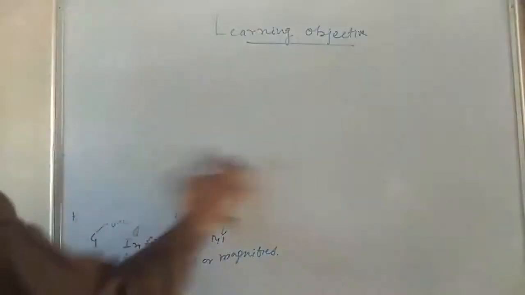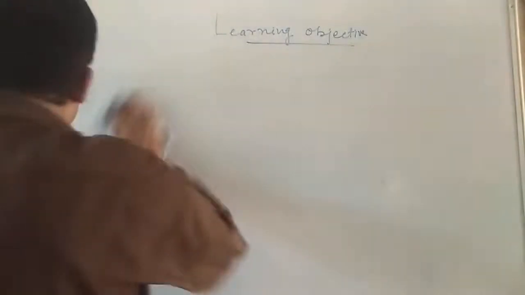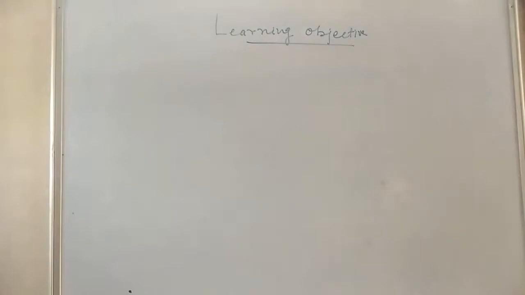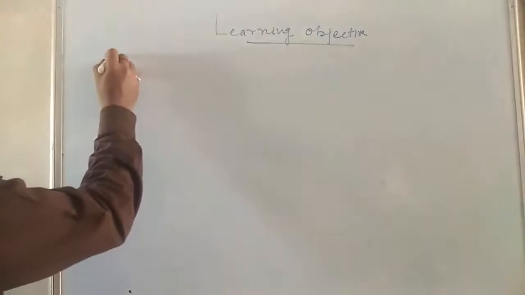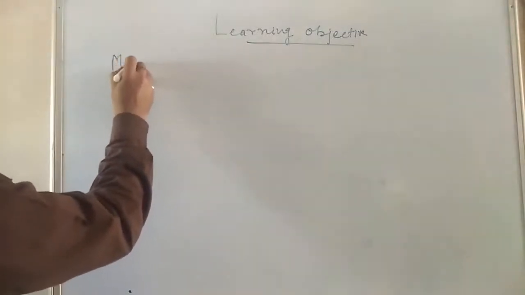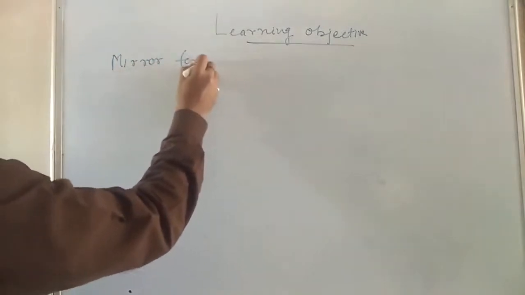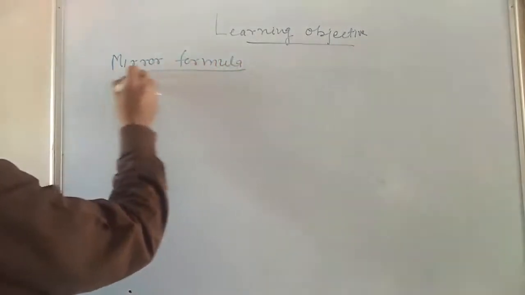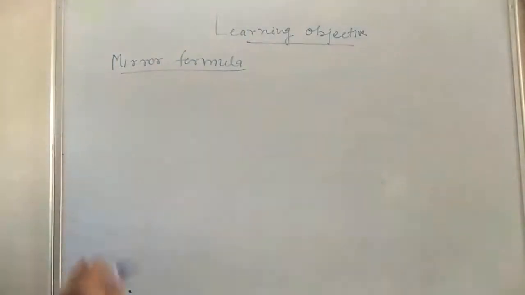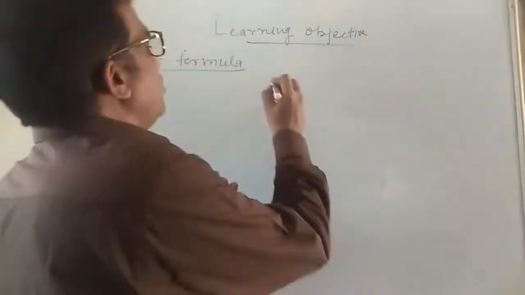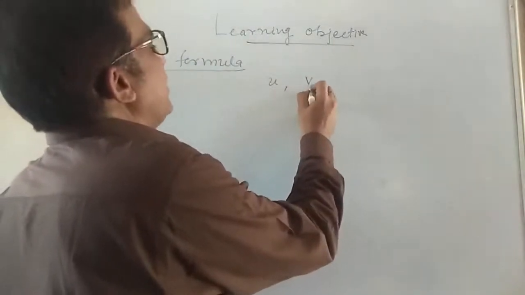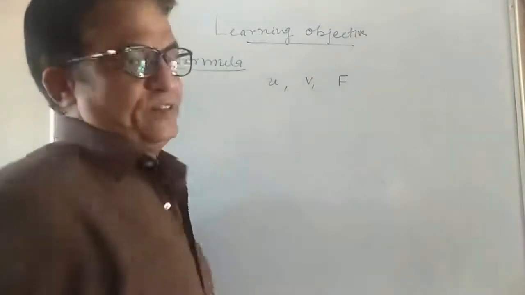Okay, all the figures you have to draw with pencil only. Direction is very, very important for us. So dear children, before we go to the image formation by a convex mirror, we have to take what is the mirror formula. What is the mirror formula? Mirror formula is the relation between the object distance u, image distance v, and focal length f.